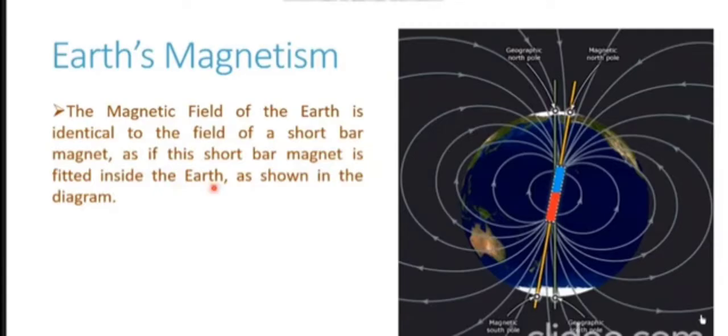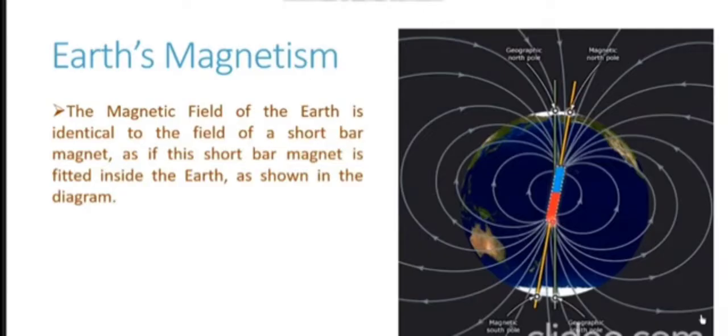How is this bar magnet fitted inside? This is shown in this particular diagram. You see, the magnetic field of the earth is such as if there is a powerful short bar magnet. You see this bar magnet, the blue end on the top and the red end at the bottom. So the magnetic field of the earth is exactly like the field of a short bar magnet.